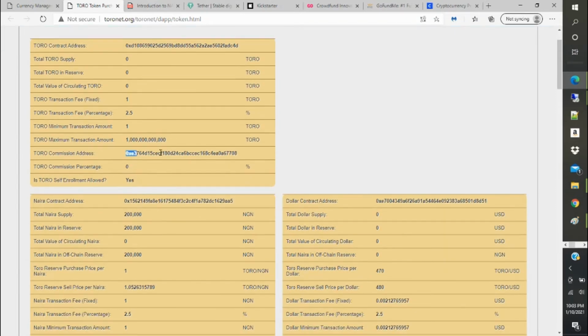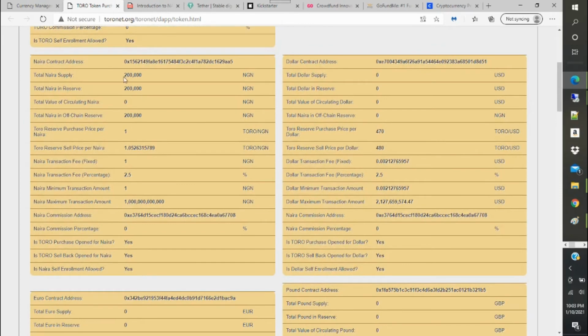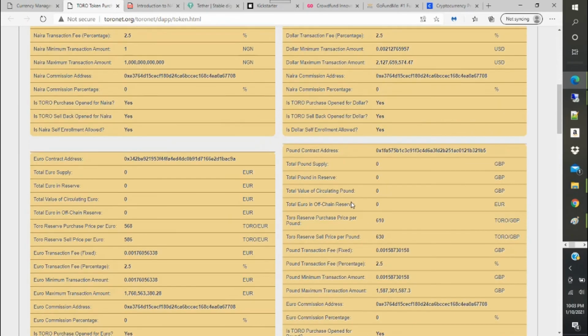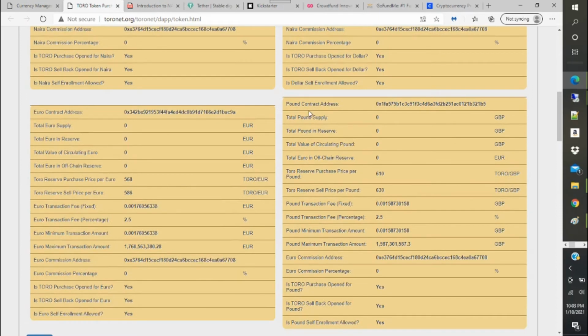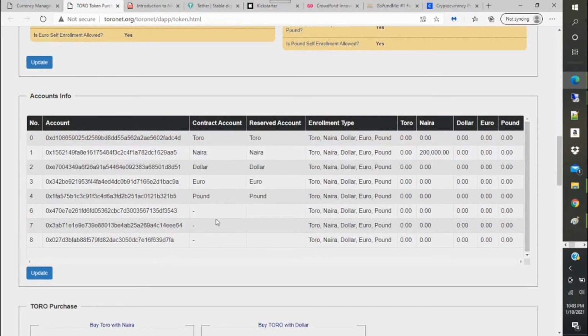And this is the reserve. This is the reserve Toro address, and this is the commission address, and so on. And this is for the Naira. Right now, we already have 200,000 Naira on the blockchain, which is the total supply. And off-chain, we have this, which is verifiable, and which will be verifiable. And the same thing with the dollar, a set of similar parameters. Same thing with the euros, and same thing with the pounds. Okay, so here are all the accounts.